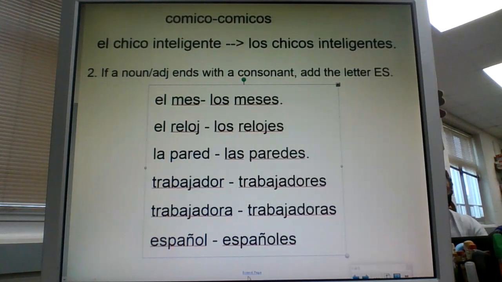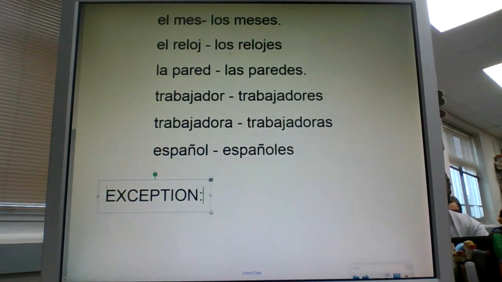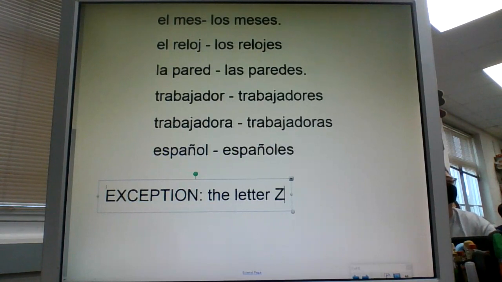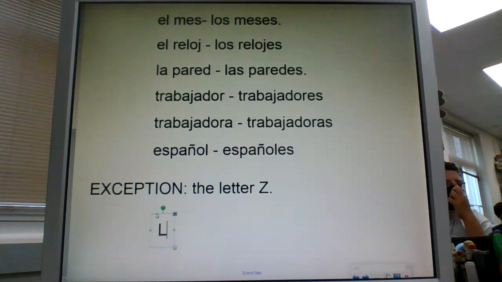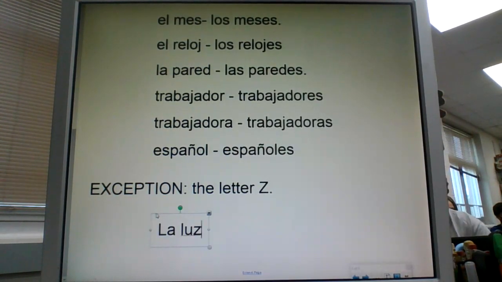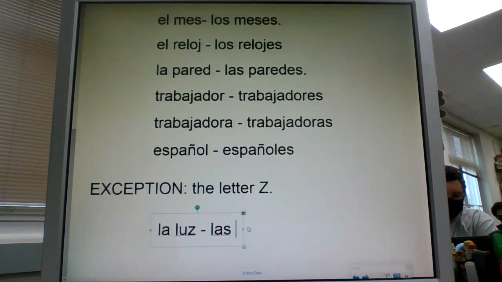Now, like in every language, we have one exception. What is our exception in Spanish? It is the letter Z. All right, for instance, I'm gonna show you. Let's go with la luz. How do I make la luz plural? Luz means light. I want the lights. So la goes to las, and luz is weird, so I'm gonna move it down here.